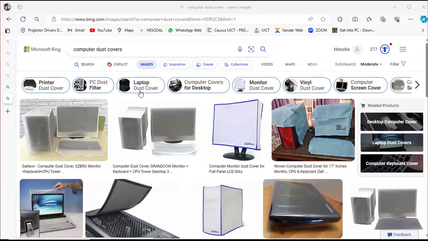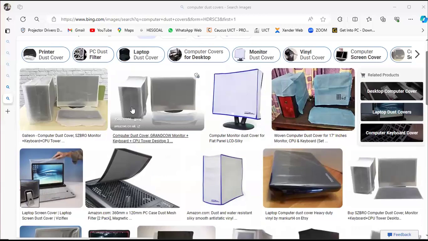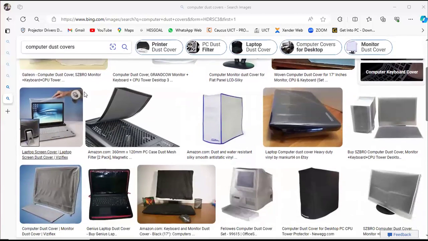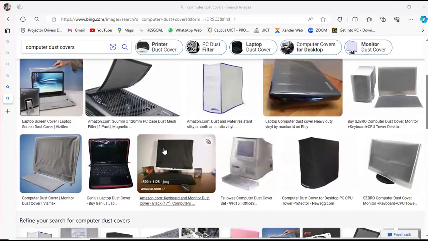Let me share this. The dust covers look like this. We have enough of them in this screen. Yes, you can make one as a student of ICT. Don't only rely on buying them. This one looks like a polythene bag, but the dust covers that I have ever interacted with are pieces of cloth, like this one here.